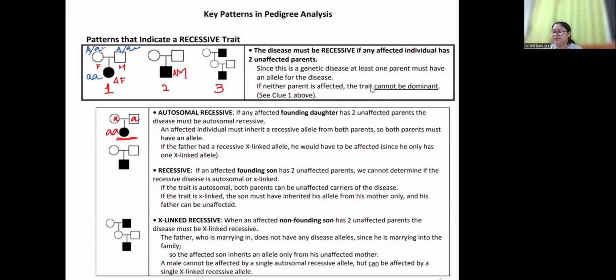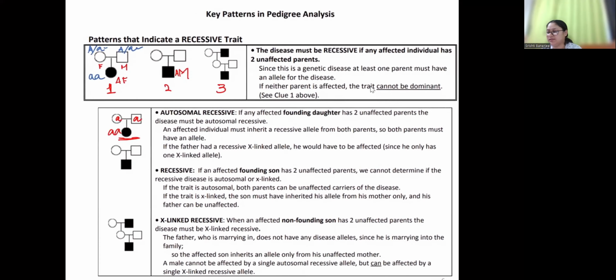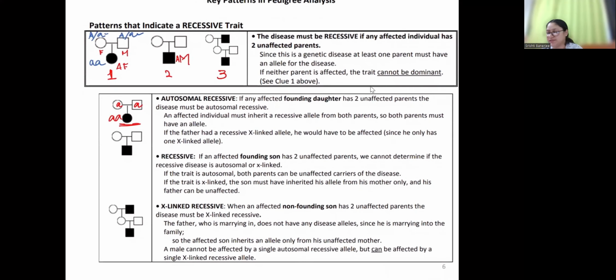Now, if the father had a recessive X-linked allele, he would have to be affected since he has only one X. Suppose this was an X-linked thing, the father would have to be affected because the father has only the X and Y, and that X comes from an affected mother. But no, that is not happening. So here he is unaffected. So this is an example of recessive.